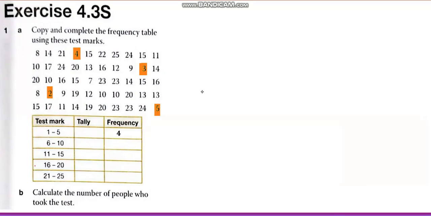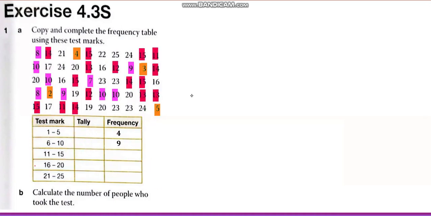Now let's see the number of students who got marks between 6 and 10. These are the students who got marks from 6 to 10, and there are 9 in total. Similarly, for the other students, there are 16 who got 11 to 15. There are 11 who got from 16 to 20 marks. And there are 10 who got 21 to 25 marks.